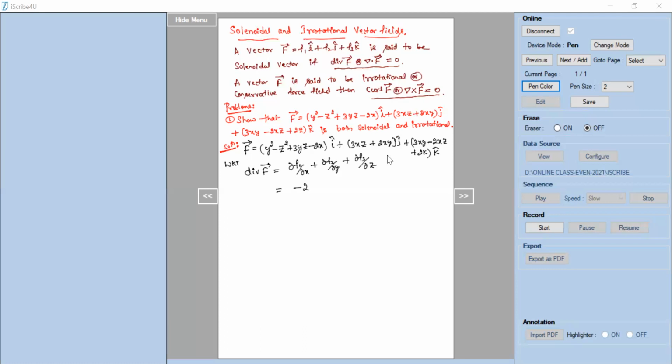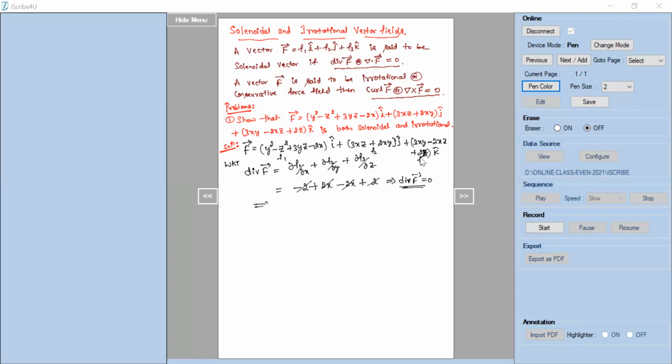Next, dou f2 by dou y. This is f1, this is f2, this is f3. Now f2 we have to differentiate with respect to y. There is no y in the first term, so it is 0. Here differentiation of y is 1, so it is plus 2x. And the last, dou f3 by dou z, we have to differentiate with respect to z. Here there is no z term, so it is 0. Here differentiation of z is 1, so it is minus 2x, and for the last term, differentiation of 2z is plus 2. So if you observe, all these terms get cancelled, so we get div f equals 0.